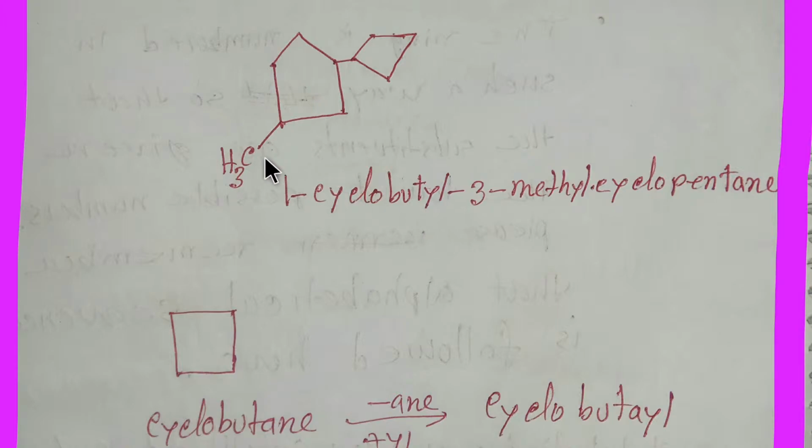this is methyl. The position of butyl will be considered first. So this is 1 cyclobutyl, 3 methyl. This will be 1, 2, 3. So 1 cyclobutyl, 3 methyl cyclopentane.